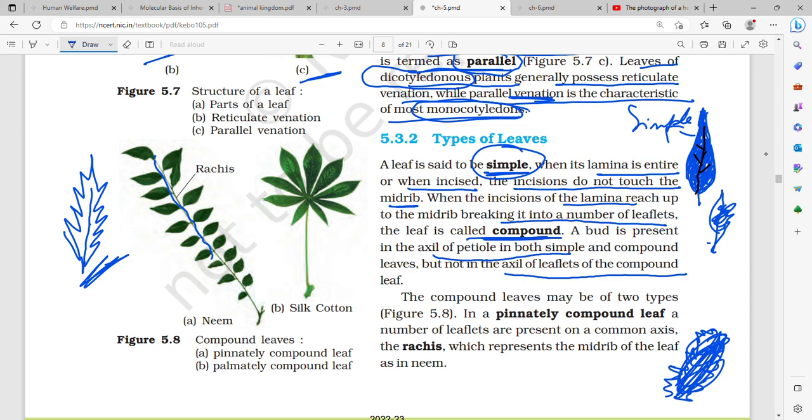Then compound leaves may be of two types. First, the pinnately compound leaf: a number of leaflets are present on a common axis, the rachis, which represents the midrib of the leaf, as in neem. This is the rachis, this midrib.